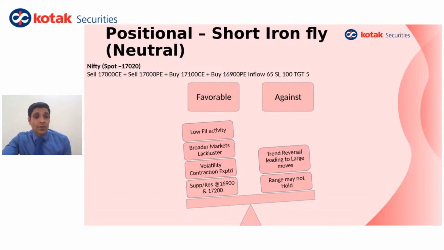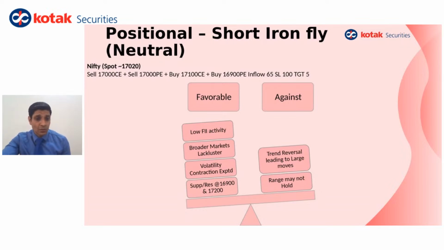So, what are the factors which were favorable while initiating this strategy? Now, this is a positional strategy, which means I'm looking at a macro view. So, my horizon is probably a month, or the end of the month, depending on when I bought this strategy. One was low FII activity, broad-based lackluster in the market, which means there was no sense of direction. Some days the market would be up 100 points, other days the market would be down 100 points. So it really didn't have a direction by either the bulls or the bears.